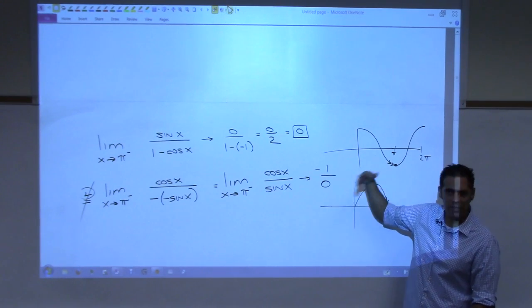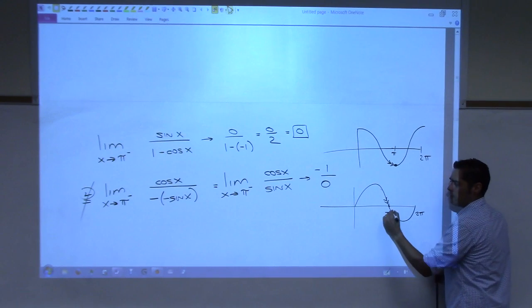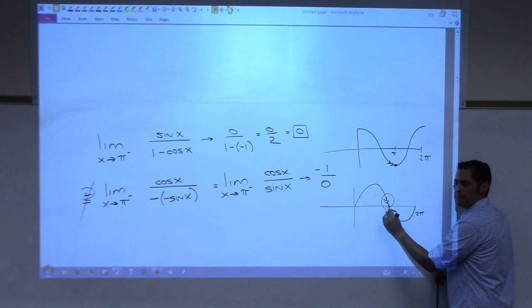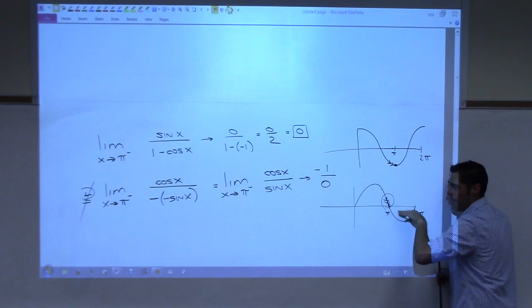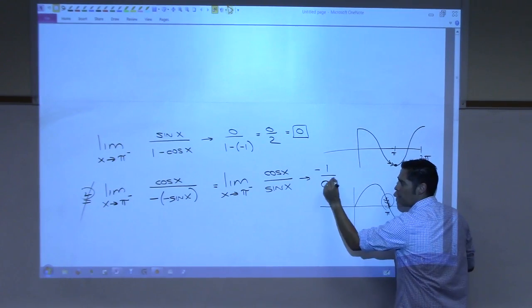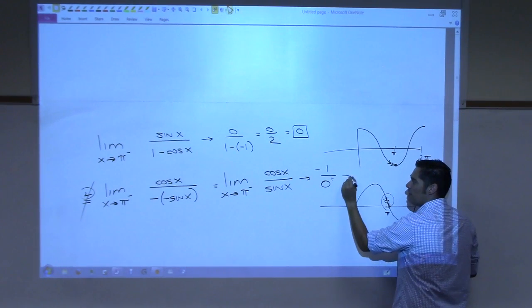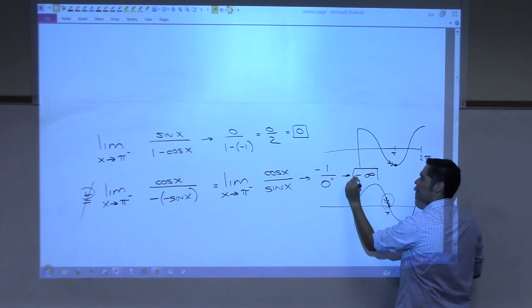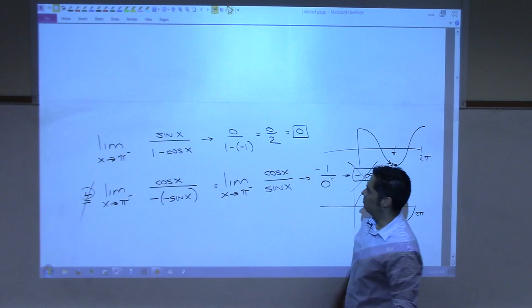Negative 1? So the top is negative. The bottom is approaching 0 on the sine curve from the left. So are these little positive numbers or negative numbers? These are little positive numbers, right? We're approaching 0, flat, but we're approaching it from above the x-axis. So little positive numbers dividing into a negative number, you would say that this is going to negative infinity, right? And you'd be wrong, because the answer is 0.